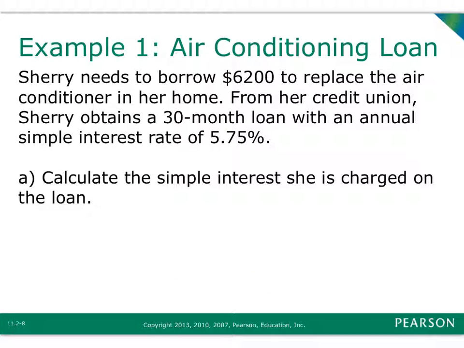So in our first example, air conditioning loan, Sherry needs to borrow $6,200 to replace the air conditioner in her home. From her credit union, Sherry obtains a 30-month loan with an annual simple interest rate of 5.75%. So our first question is, calculate the simple interest she is charged on the loan.